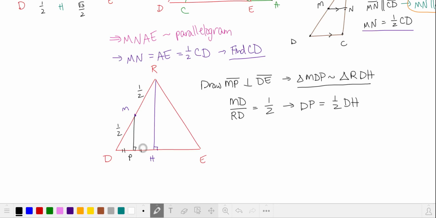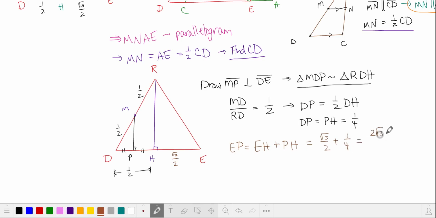So these are the same length. DH was a half, so the distance from D to P is the same as the distance from P to H. They're both 1/4. We're going to find the distance from E to P by adding EH and PH. We already found this side length was √3/2, and PH is 1/4. This is going to add up to 2√3 + 1/4. MP is half of RH. Remember, this was √3/2, so MP is √3/4.